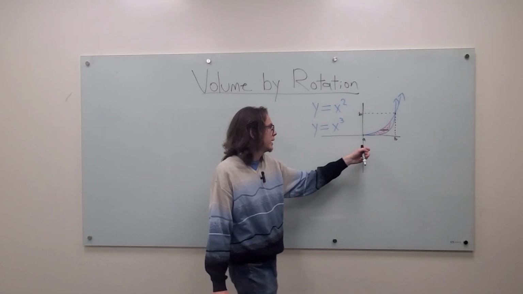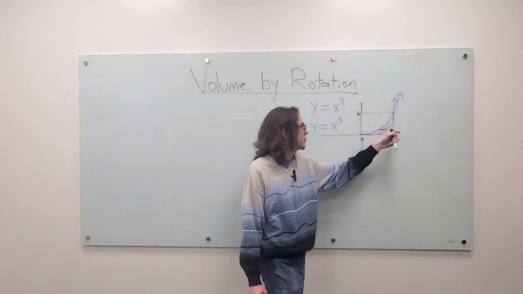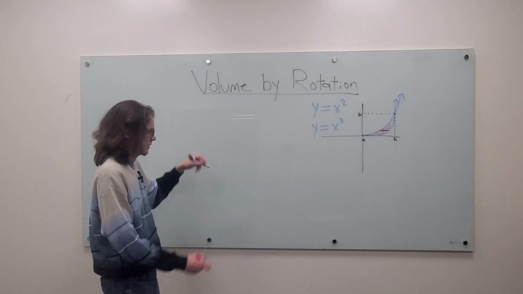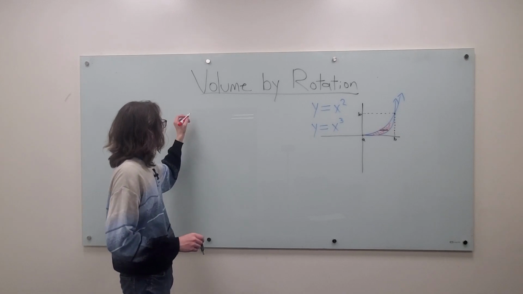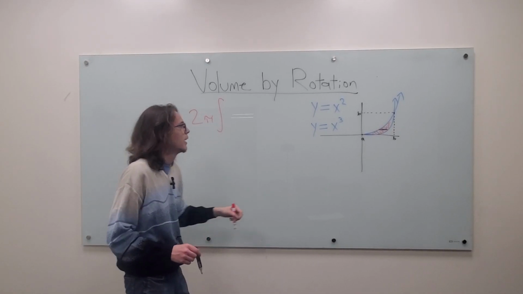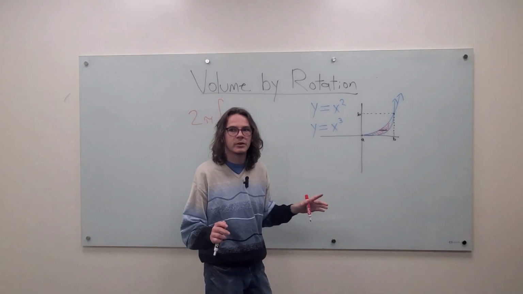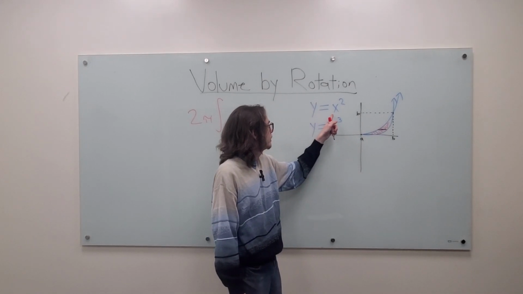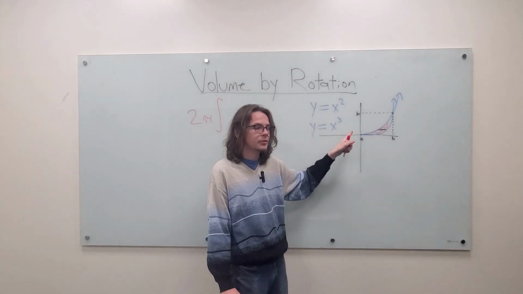And so we want our A to be the first point where they intersect, of course 0, B to be the second point where they intersect, 1. And so we are going to get 2 pi times the integral, but here's where it's going to slightly change. We are not doing x squared minus x cubed, okay?